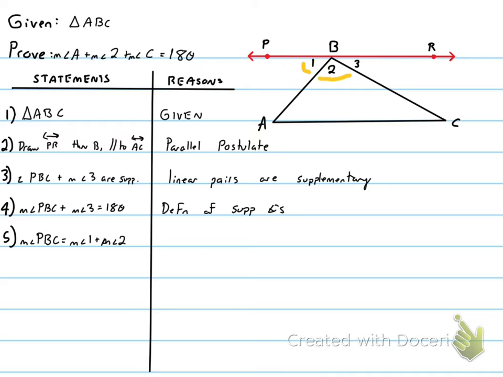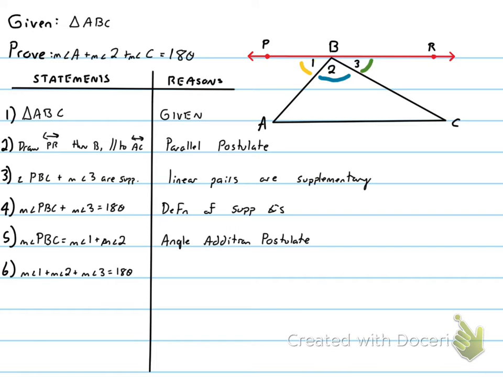Now I'm going to also look at this and focus on angle PBC, and I see that that's made up of angle 1 plus angle 2 put together. And that's why, the angle addition postulate. Now, I can look at this and say that the measure of angle 1 plus the measure of angle 2 plus the measure of angle 3 equals 180 degrees.